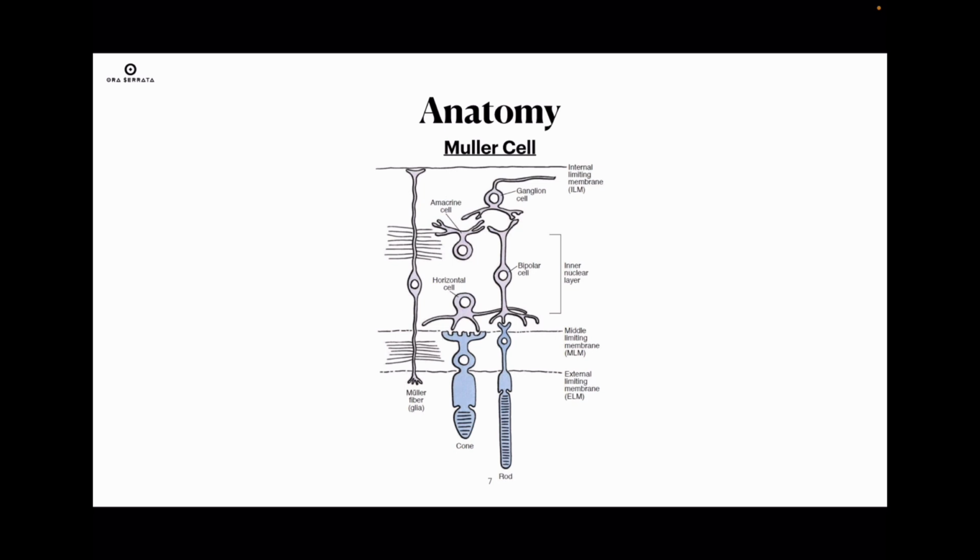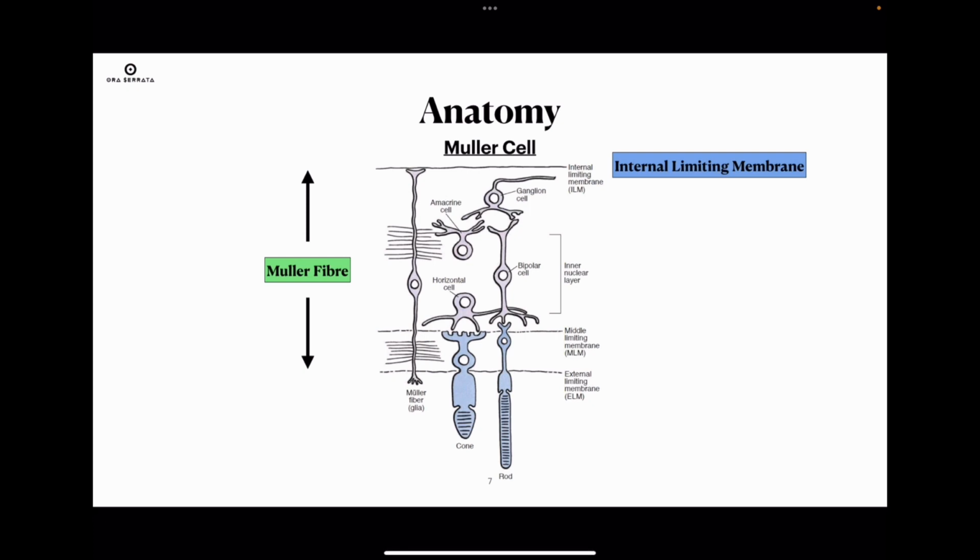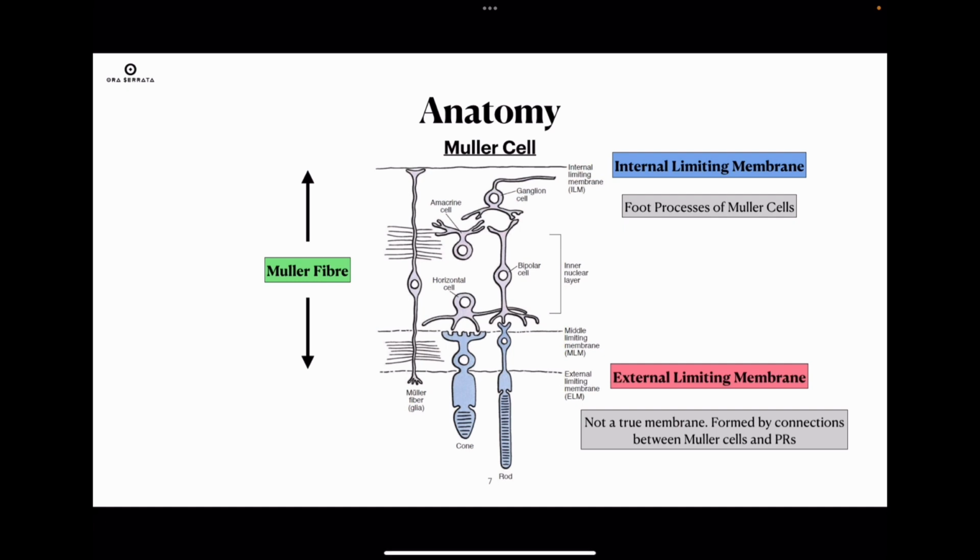So here is a diagram that shows the extent of the Mueller cell. It extends from the inner side of the retina, that is from the internal limiting membrane, till the ellipsoid zone junction. At the internal limiting membrane, the Mueller foot processes are in fact involved in the formation of the internal limiting membrane. And at the ellipsoid zone junction, the external limiting membrane is formed by these Mueller cells with their connections with the photoreceptors.